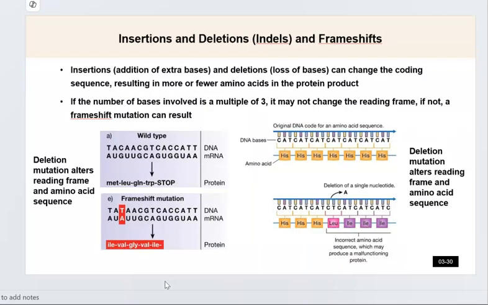We can also have insertions and deletions. When you have a removal or an addition of extra base pairs, that will change the actual number of base pairs in a coding or non-coding sequence. If it occurs in a coding region, it can affect the amino acid sequence. This is kind of what happens when people develop cystic fibrosis, for example. It can be a deletion or insertion mutation.